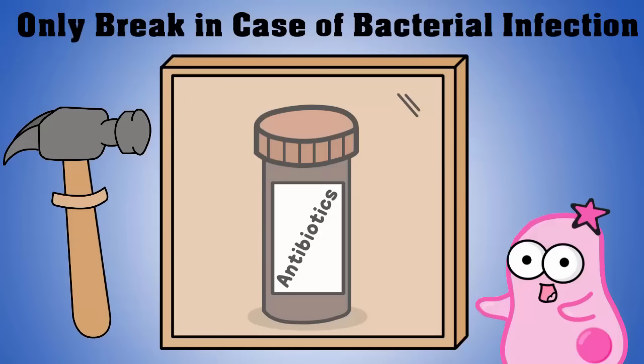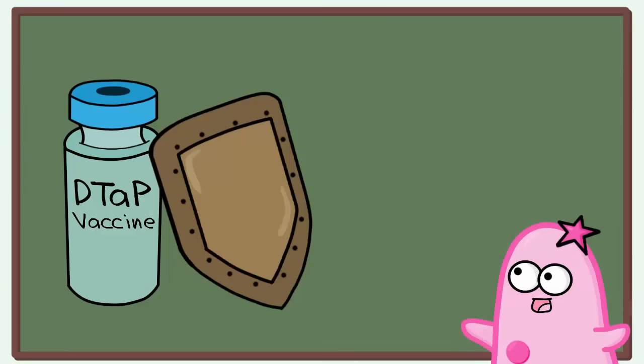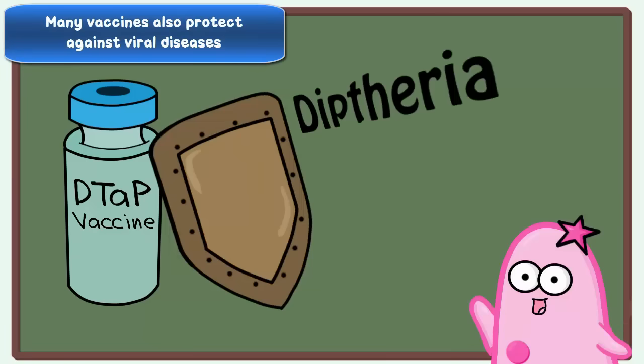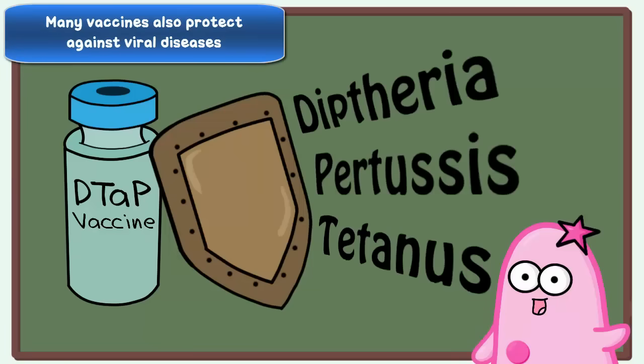Antibiotics don't work against viruses, and you don't want to be introducing antibiotics in your body when you don't need them. That will just further select for bacteria that have some form of resistance. It's also important to mention that many vaccines, like the DTaP vaccine, can protect you from serious, potentially deadly bacterial infections, such as diphtheria, tetanus, and pertussis.